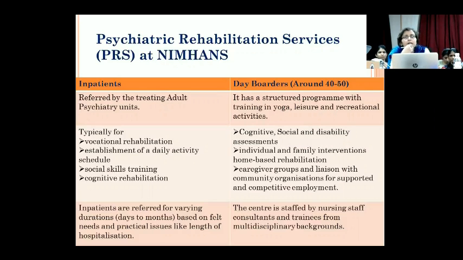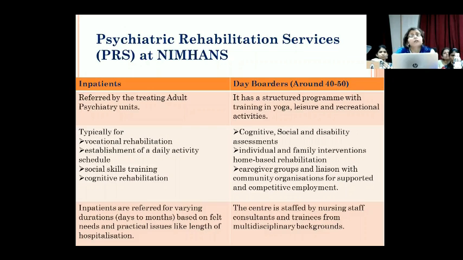The inpatients are typically referred for vocational rehabilitation, establishment of a daily activity schedule, social skills training, and cognitive rehabilitation. They are referred for varying durations from days to months based on felt needs and practical issues like length of hospitalization. Day boarders, similarly, are referred for cognitive and social disability assessments, individualized and family interventions, home-based rehabilitation, caregiver groups, and liaison with community organizations to support competitive employment.